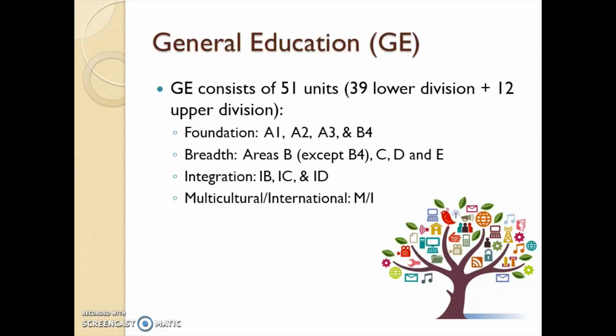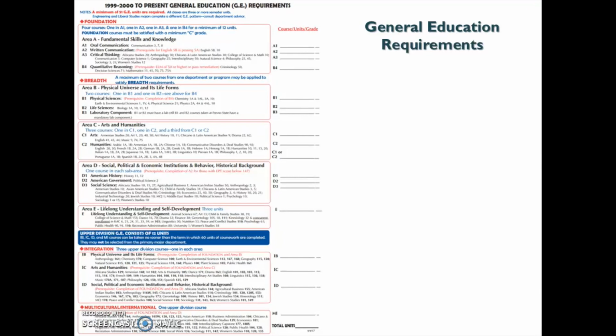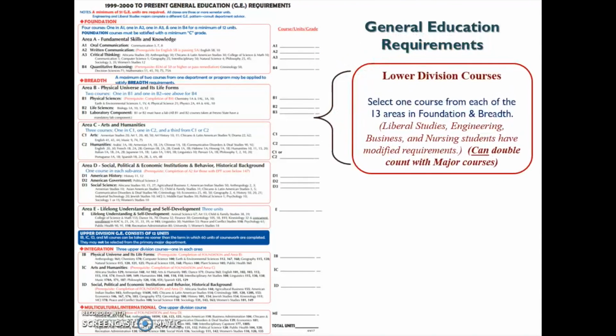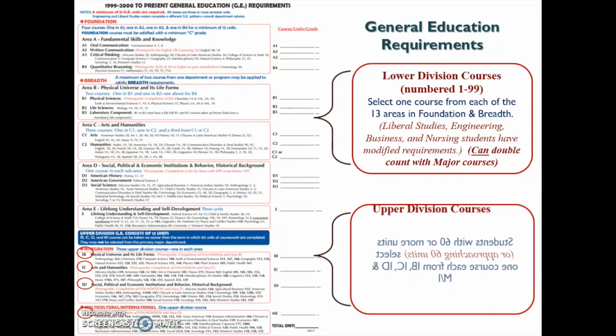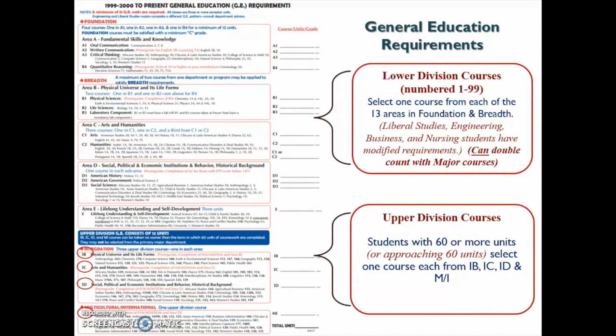To give you an idea of what general education classes you might consider, we'll review the requirements. Most of you have completed foundation and breadth, your lower division GE requirements at your community college. So let's take a look at the Fresno State GE sheet, one that you will become familiar with very soon. Note that all lower division courses at Fresno State are numbered 1 through 99, including lower division GE courses. All upper division courses, including upper division GE courses, are numbered 100 through 199.